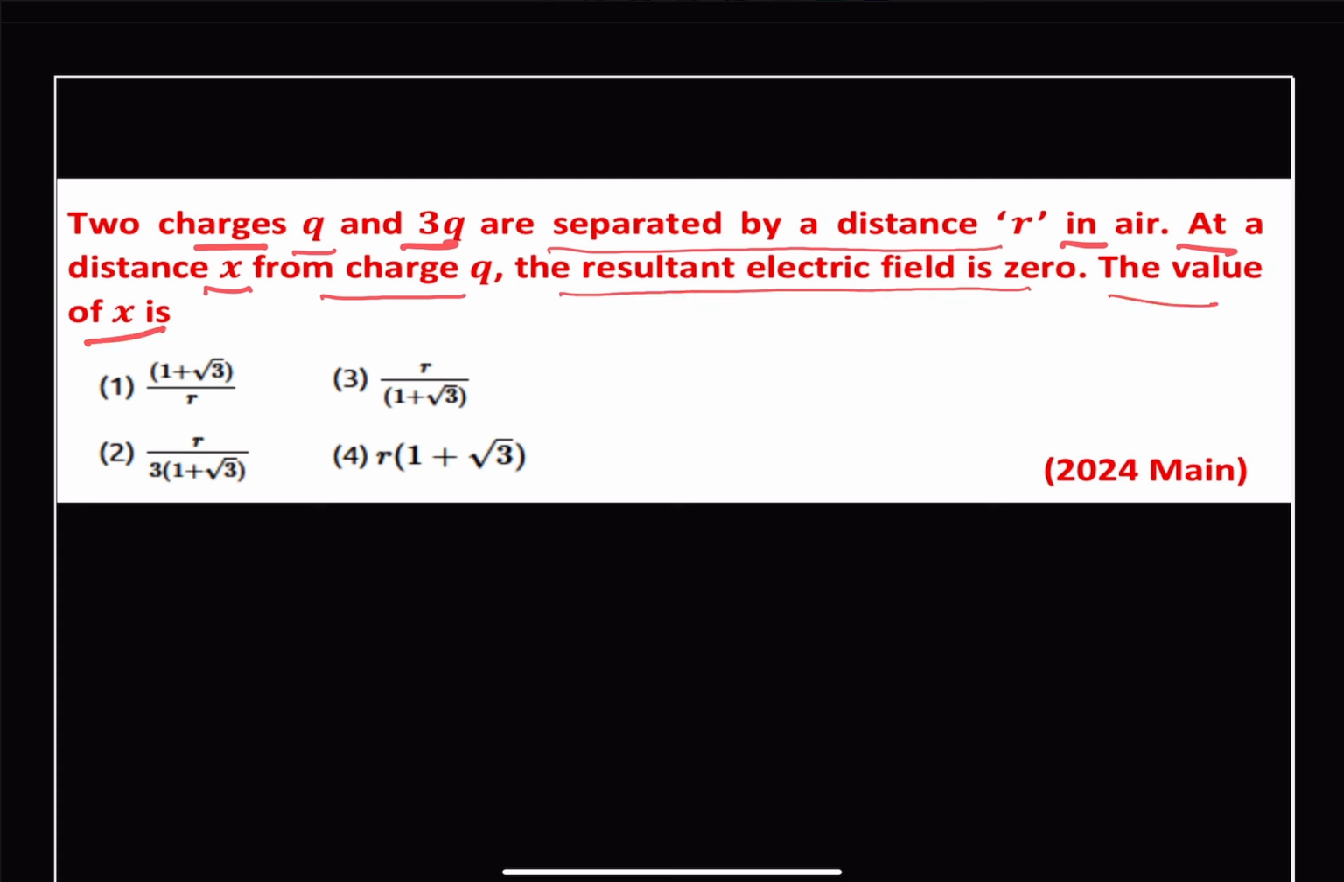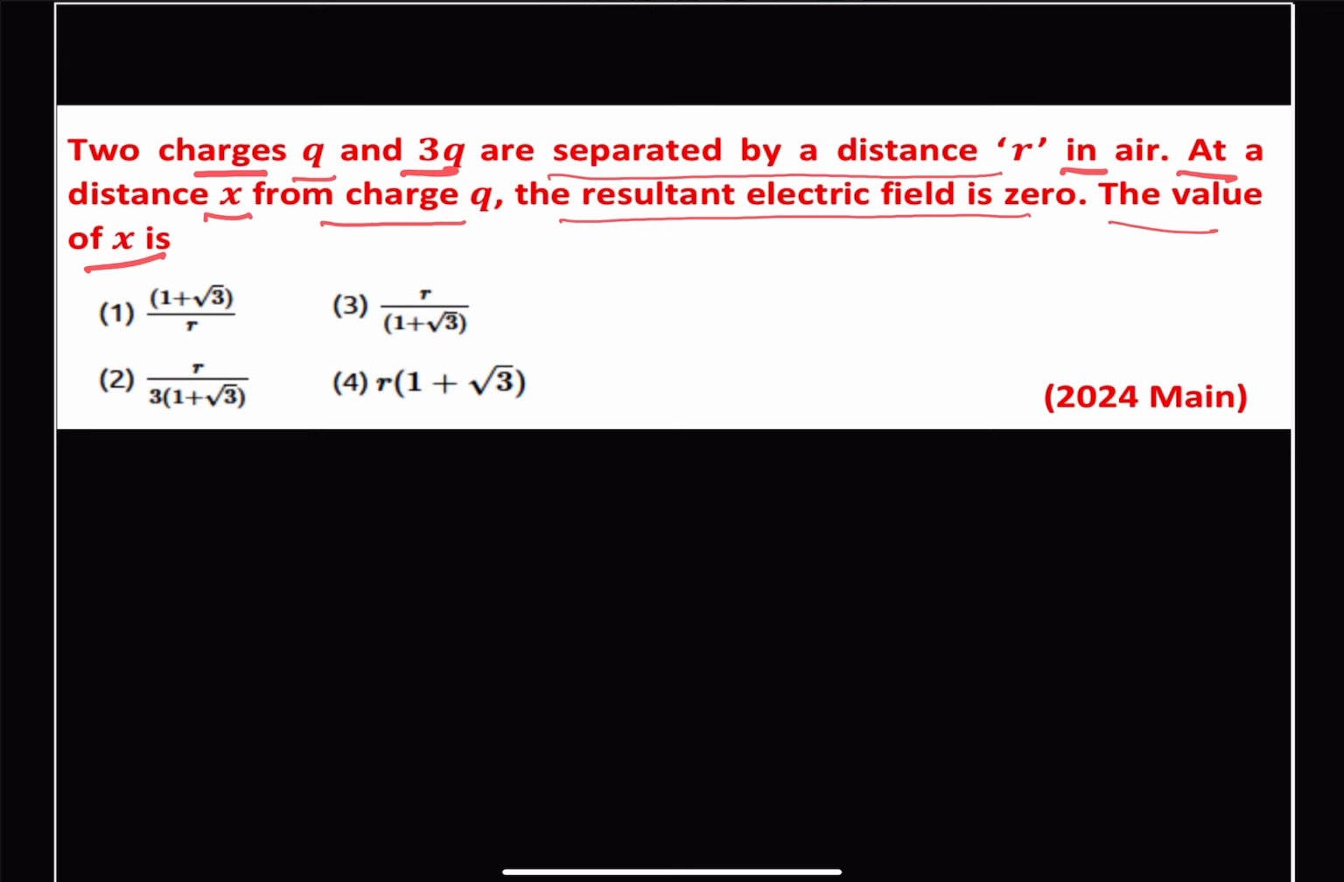So here we are given that we have two charges. So let us suppose these are the two charges. This is point A and point B. Point A is having plus q and point B is having plus 3q. And it says that at a distance x from charge q, the resultant electric field is 0. But the position of this point is not mentioned. So this point can be within the line, between points A and B, or it can be outside point A, or it can be outside point B.